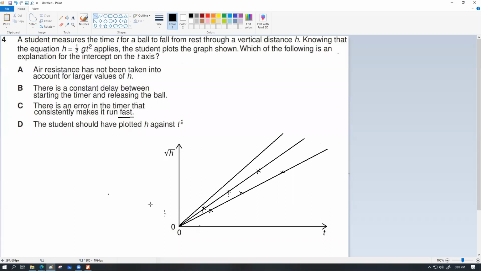Okay. As for option D, the student should have plotted h against t squared.